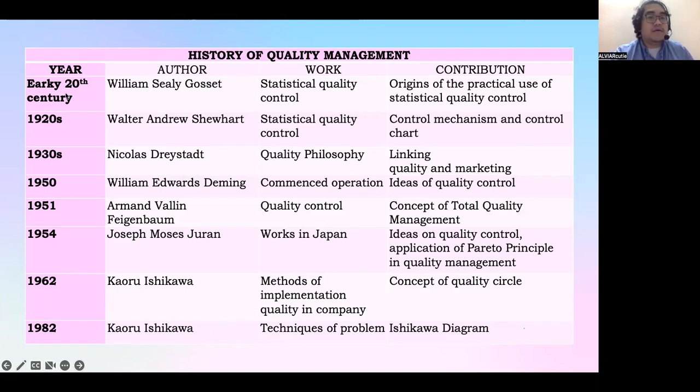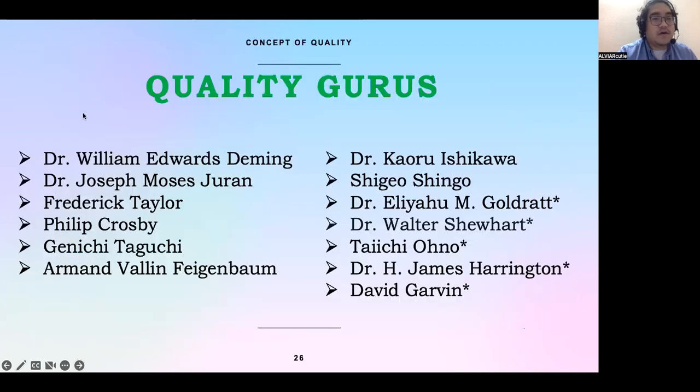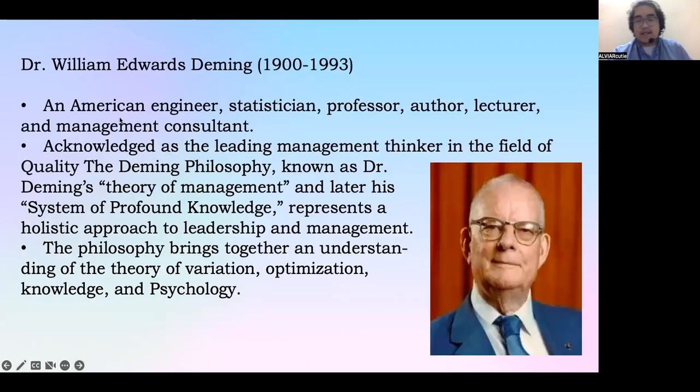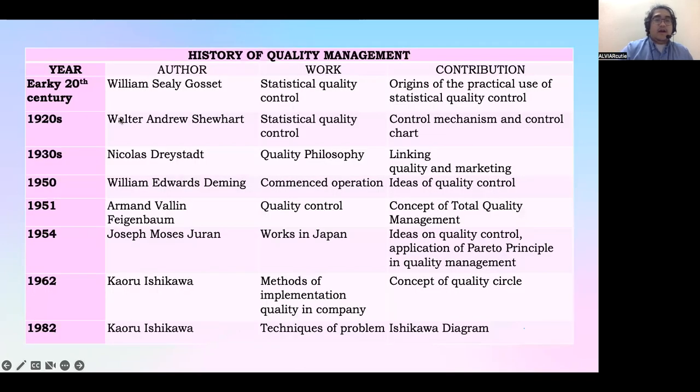And this one is early. Early 20th Century by William Sealy Gosset. Ang trabaho niya noon ay Statistical Quality Control. Contribution is origins of practical use of statistical quality control. Noong 1920s naman, si Walter Andrew Shewhart, Statistical Quality Control, control of mechanism and control chart.